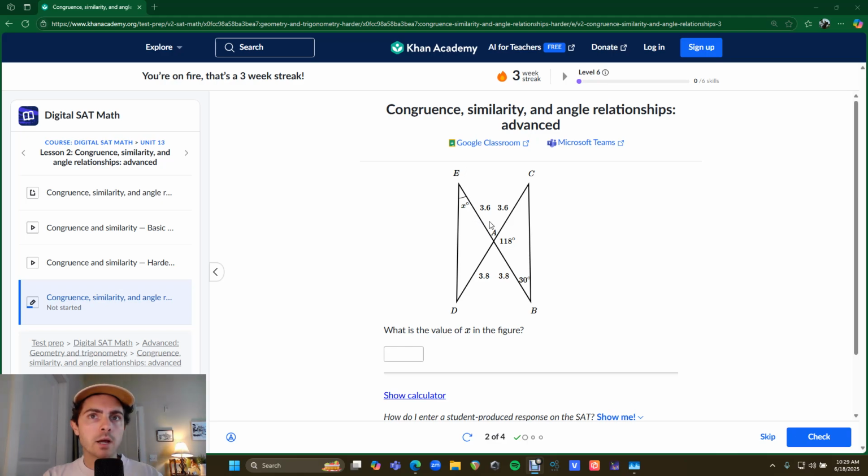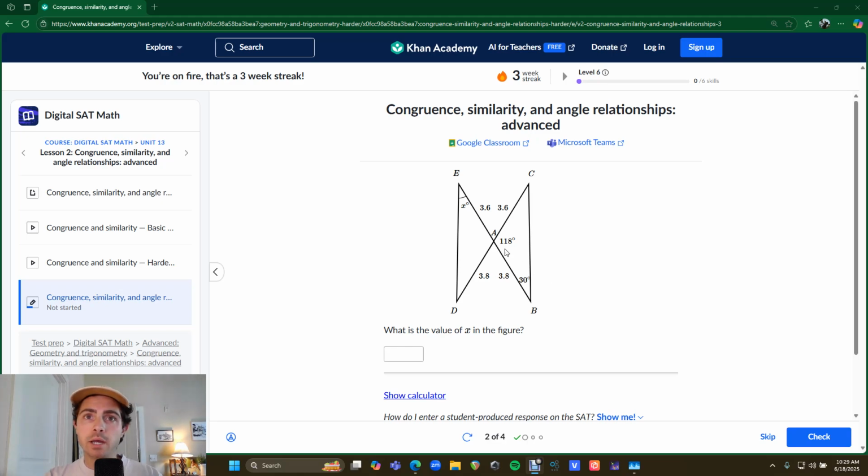So the first step is to analyze this figure and identify which congruencies we have already. What do they give us? What do they tell us? We have this side length, EA, is congruent to this side length, CA. They're both 3.6. Do we have any other congruencies? Well, we have DA and BA congruent with a measure of 3.8. So we have two side length congruencies. Do we have any angle congruencies?